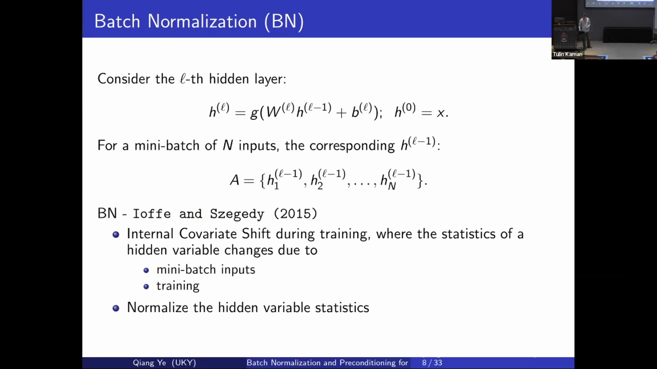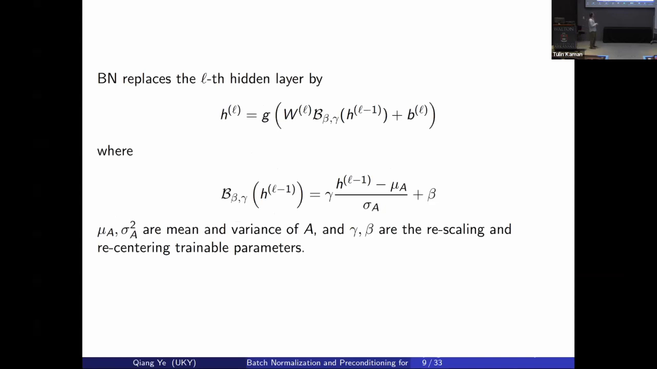So the remedy is simple: just normalize the hidden variable statistics. Let me introduce a batch normalization operator. You take the A_L, subtract its mean, and divide by its standard deviation. Here, mu_A is the mean, which is a vector, and sigma_A squared is the variance of the activations. So the division here is element-wise division. Okay, so that's the notation I use throughout.